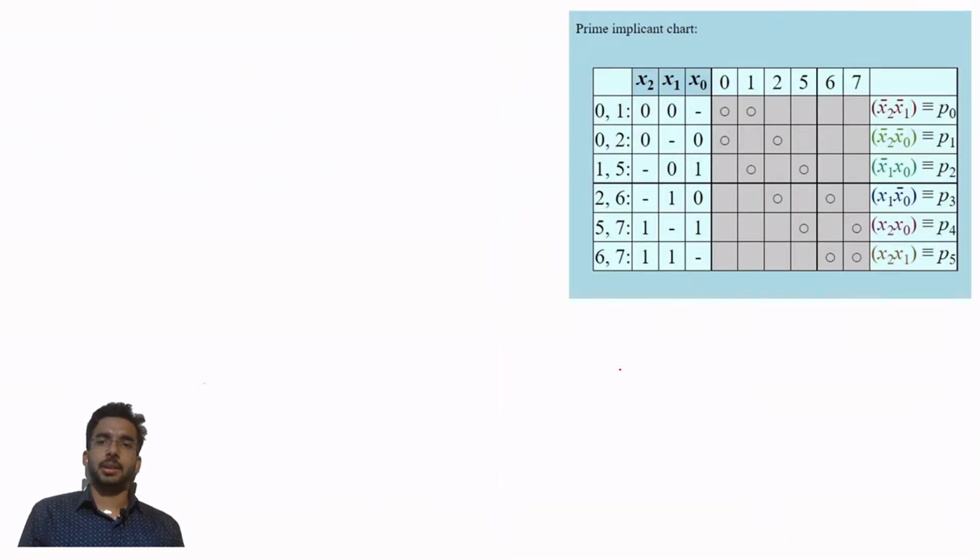So here is how to write the Petrick's method steps. First we have to write this. Just for example, this one is given: P0, P1, P2, P3, P4, P5. For 0, first we have to write for 0. So 0 is covered by P0 and P1. So first we write P0 plus P1.